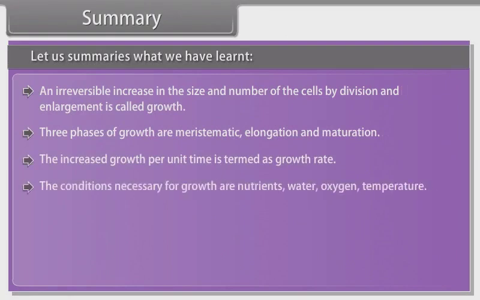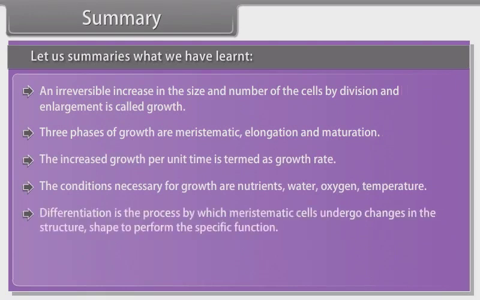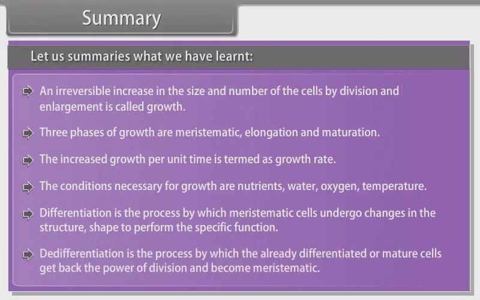The conditions necessary for growth are nutrients, water, oxygen, and temperature. Differentiation is the process by which meristematic cells undergo changes in structure and shape to perform a specific function. Dedifferentiation is the process by which already differentiated or mature cells get back the power of division and become meristematic.